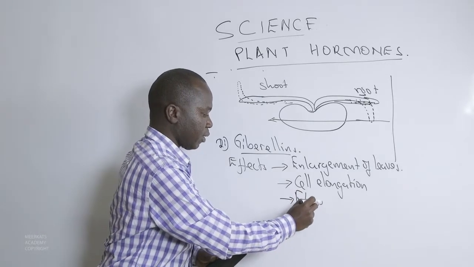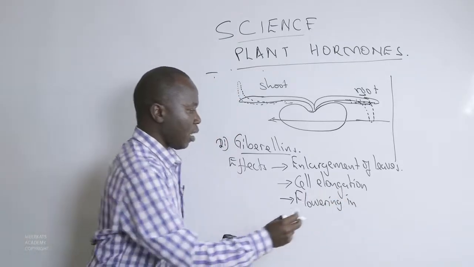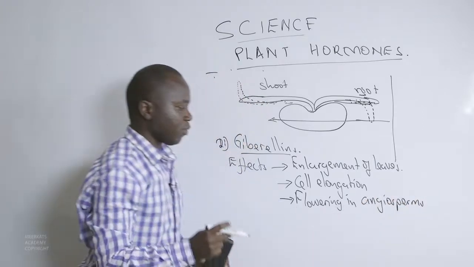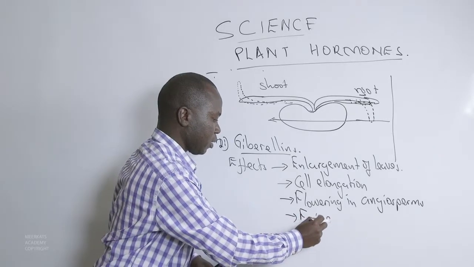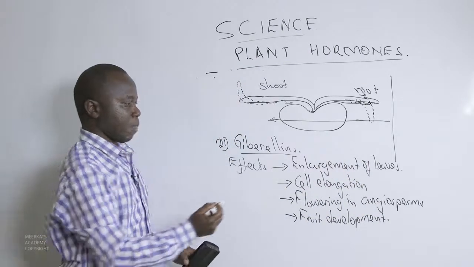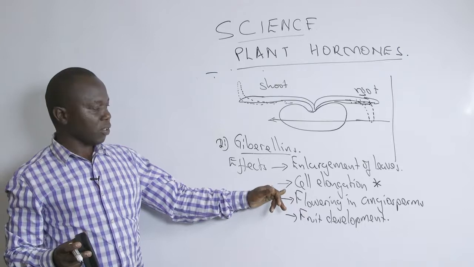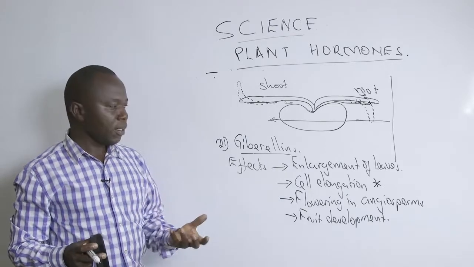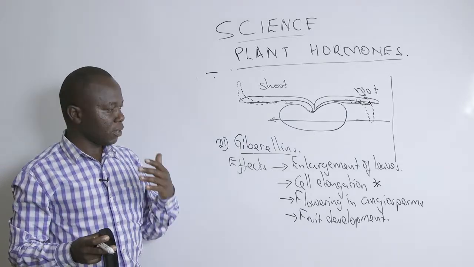Also brings about flowering. Flowering in flowering plants. Flowering plants are called angiosperms. Brings about flowering in angiosperms. And then again brings about fruit development. But the reason why we are including gibberellins in this concept is due to having an effect on the cell, bringing about cell elongation. Any factor that will bring about cell elongation will also help in tropism.